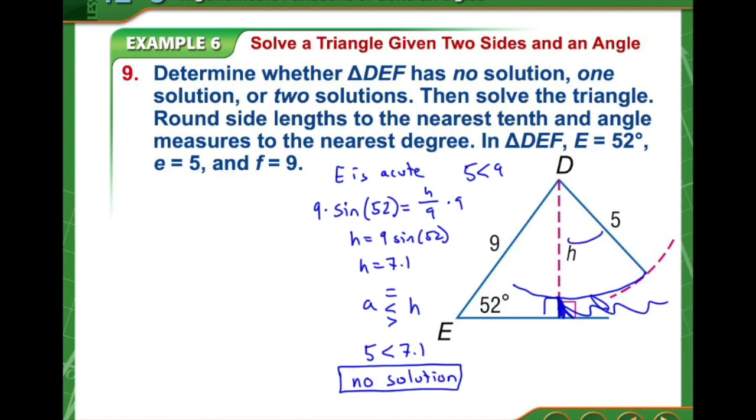So if we were to swing this left or right, it's never going to hit this side down here. That angle's too big. It's ironic that it's too big, right? Because it's a 52-degree angle, but it's still too big for a 5-unit side to be across from it, with a side that's 9. We could also shrink that 9 down. That would work too, but it's no good. Let's keep it moving.